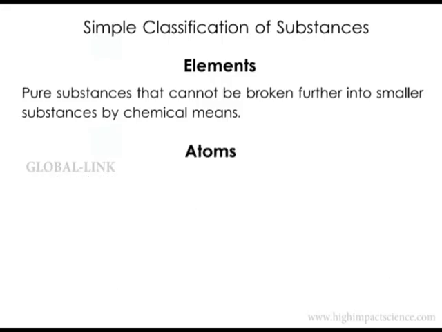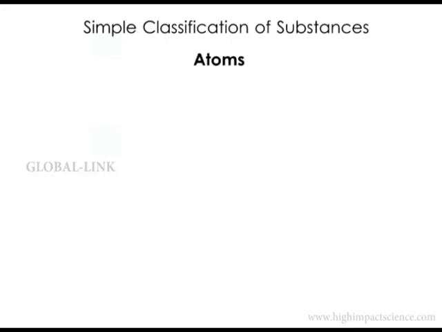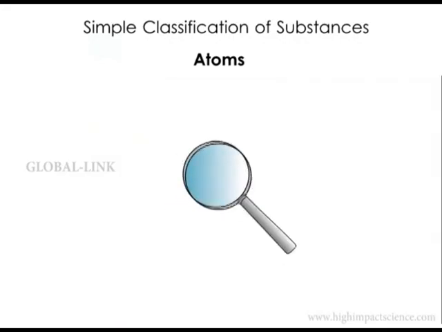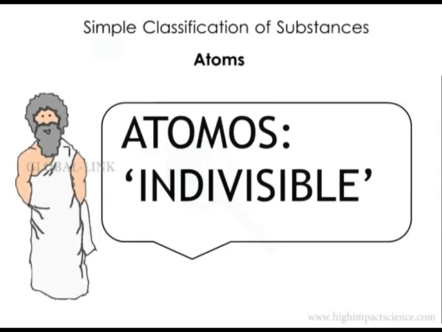Elements are made up of atoms. An atom is defined as the smallest particle of an element that can take part in a chemical reaction. Atoms of the same element are similar and different from those of other elements. Atoms are so small, they cannot be visualized with the naked eye, not even with a light microscope. The name comes from the Greek word atoma, which means indivisible.